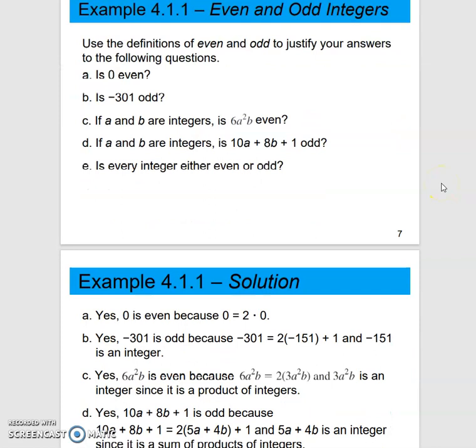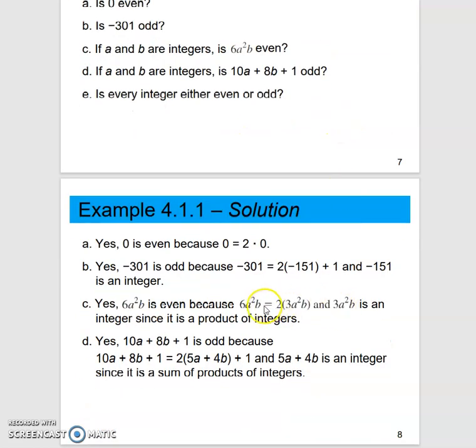So let's use that definition real quick to discuss a few options. Is 0 even? Yes, it is, because I can write it as 2 times 0. Is negative 301 odd? I can write it as 2 times negative 151 plus 1. So yes, it is definitely odd. If a and b are integers, is 6a squared b even? Well, I'm going to write that as 2 times 3a squared b, and that 3a squared b is an integer, so that's 2 times an integer. That is even.